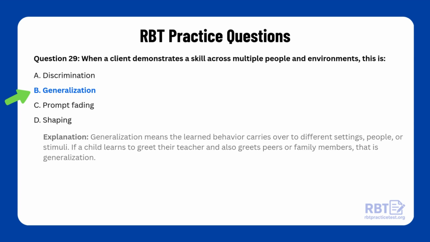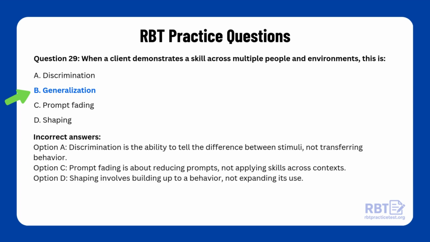Now for the wrong answers. A is the ability to tell the difference between stimuli, not transferring behavior. C is about reducing prompts, not applying skills across contexts. D is shaping, which involves building up to a behavior, not expanding its use. Therefore, generalization means using what you have learned in real-world situations.